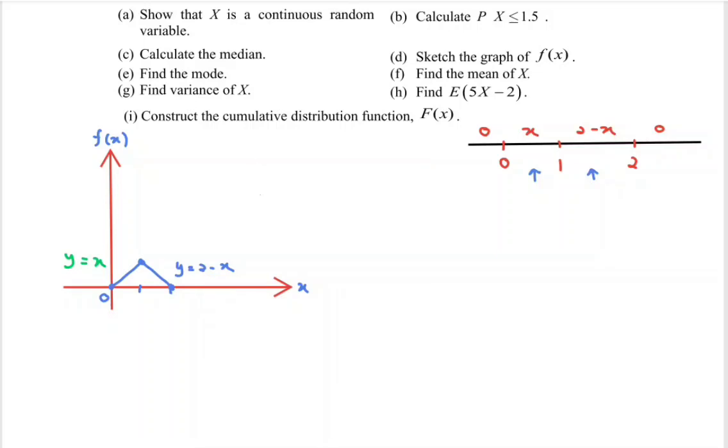Next is to find the mode. In order to find the mode, what we have to do is to refer to the graph for the PDF, or we can say the small f. Based on the situation, where is the highest probability? Based on this part, here will be the highest probability, meaning that the mode would be x equals 1.